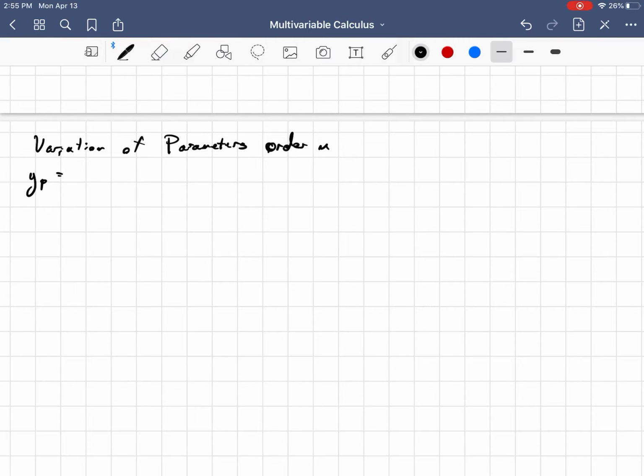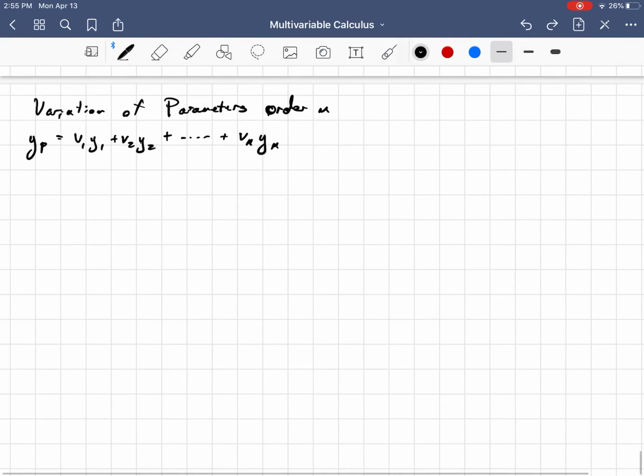So the first thing we're going to assume, just like in the variation of parameters for order 2, is that we have a particular solution y sub p, but instead of just being v sub 1 y sub 1 plus v sub 2 y sub 2, you can probably imagine it's going to be in the form up to v sub n y sub n. We're adding n of these things together. That's going to be the form of our y sub p, and we're going to have to find n different v's, which are functions of x.